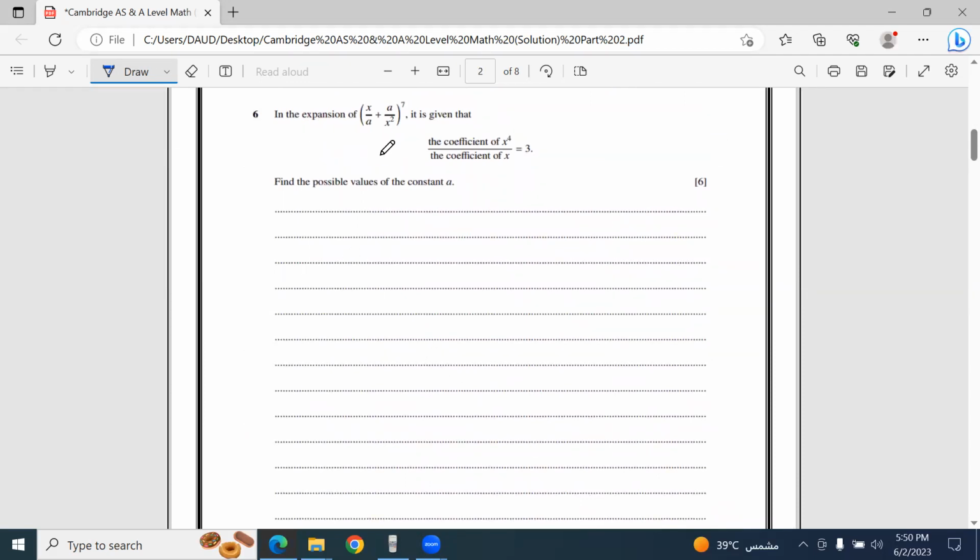In the expansion of (x over a plus a over x squared) to the power 7, it is given that the coefficient of x^4 over the coefficient of x equals 3. So find the possible values of the constant a.